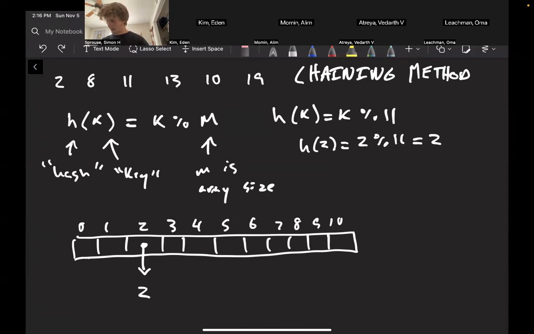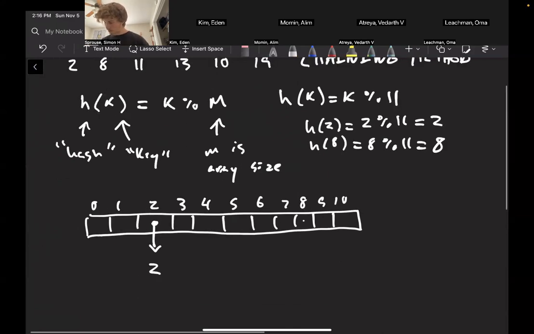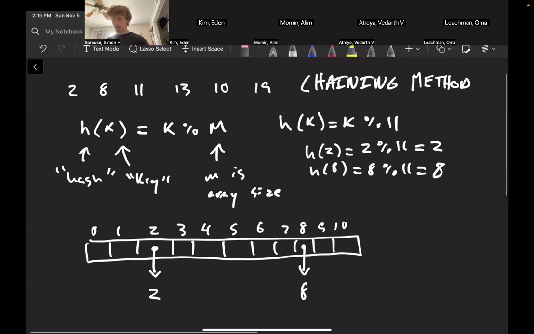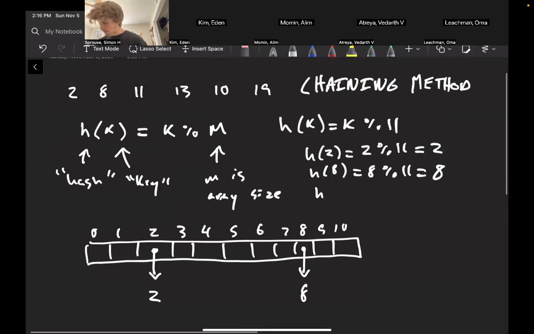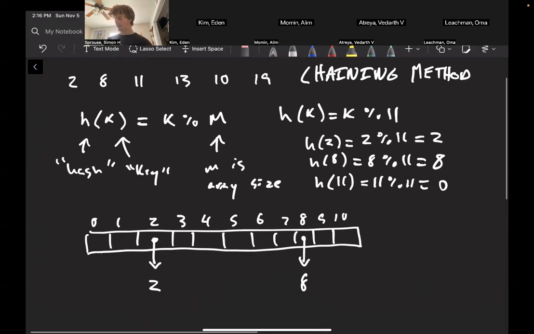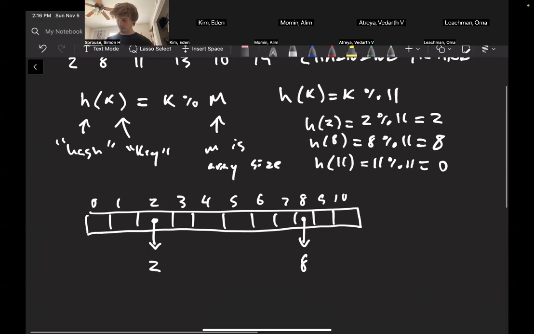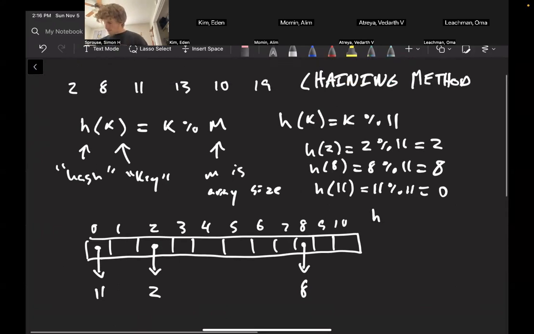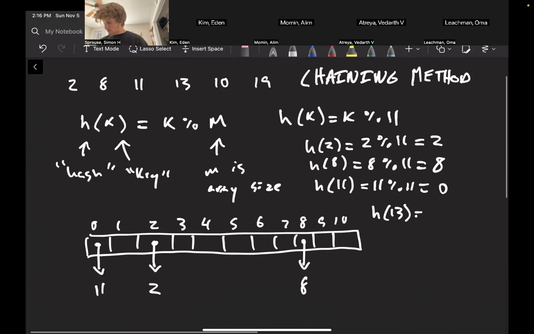Now we're going to do a hash of 8, and that's going to be 8 mod 11, and that'll be 8. So again, PA5 style, we're looking at this. So far, so good. Let's do hash of 11, and that's going to be 11 mod 11, and that'll be 0. So note, like I said before, something mod 11 will never give you 11. The highest you can get is 10. So 11 will wrap back around to 0. Hash of 13 is going to be 13 mod 11, and this is going to be 2.